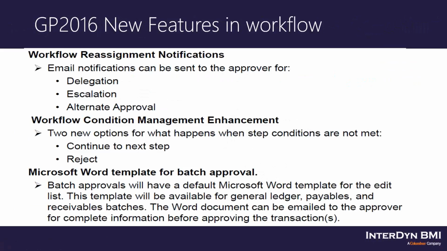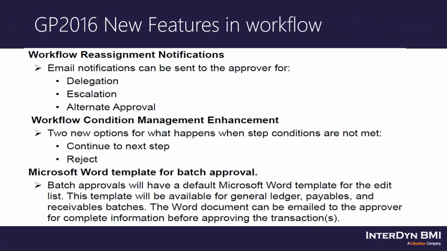There are some enhancements that are just an absolute must in this GP 2016 functionality as it gets rolled out. Microsoft is paying attention to the votes and the feedback to further enhance the workflows to meet your needs. In prior versions, pre-2016, there was no ability for someone who was delegated or escalated to get an email notification of those reassignments or escalations. That's been resolved in 2016. The Workflow Condition Management enhancement now allows you to set 2 different options when a step condition isn't met. They can either continue to the next step, or they can reject it, which sends it back to the person who had originally submitted the workflow so that they can take next steps or take other alternate actions.